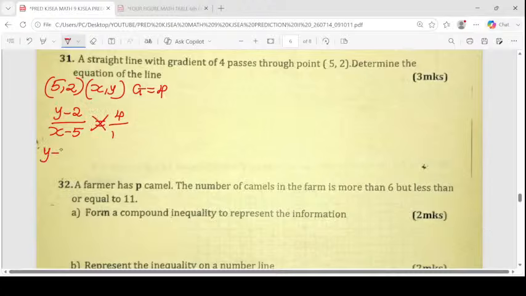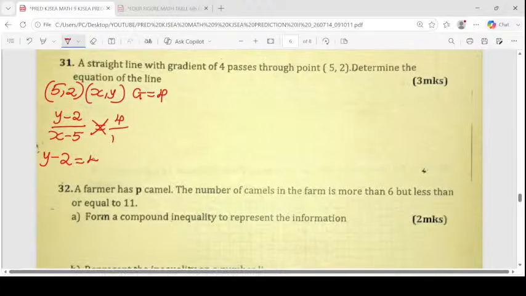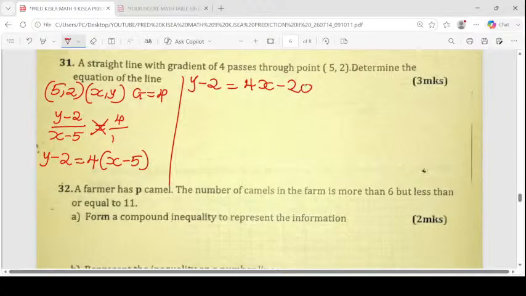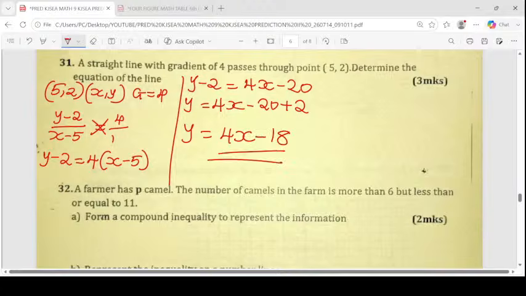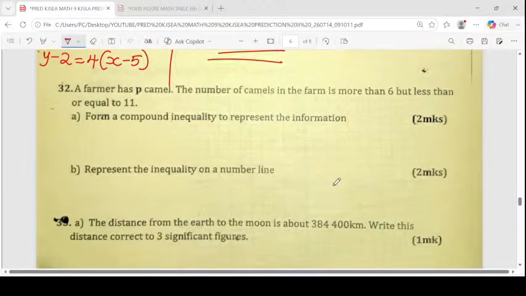This will now become y minus 2 is equivalent to 4 into x minus 5. At this particular juncture, this is y minus 2 being equivalent to 4x minus 20. When the negative 2 crosses to the right, this will be y is equal to 4x minus 20 plus 2, which finally will become y is equal to 4x minus 18 as the equation of our line. Sorry, not the equation of a circle, but the equation of our line.